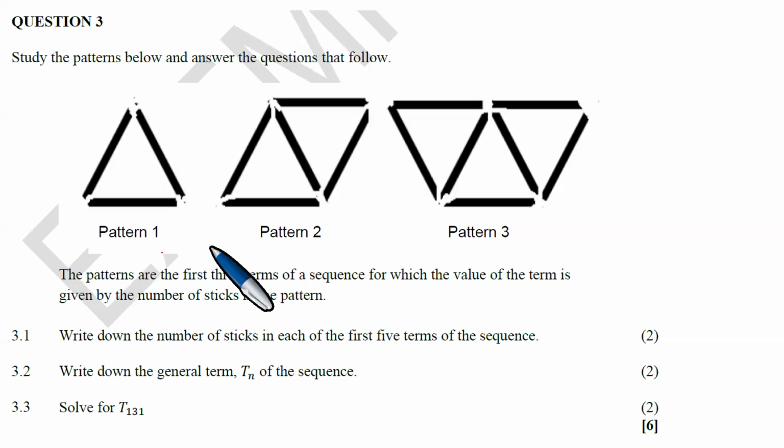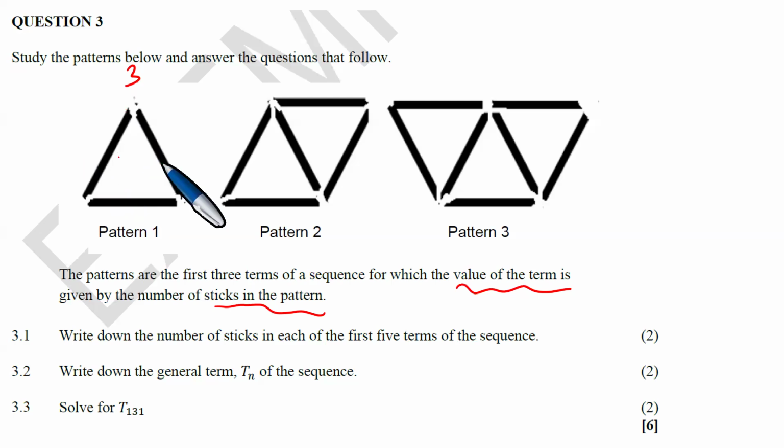Okay, now we have this one. Pattern 1 has like 3 pieces. Number of sticks. Patterns are the first 3 terms of a sequence for which the value of the term is given by the number of sticks in the pattern. So the value of the term is given by the number of sticks in the pattern. So what is the value of the term here?